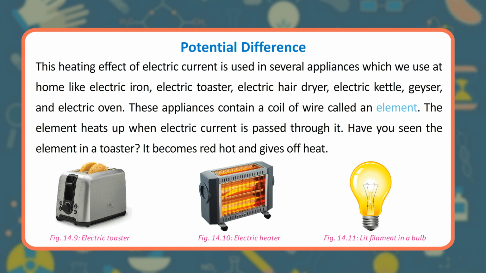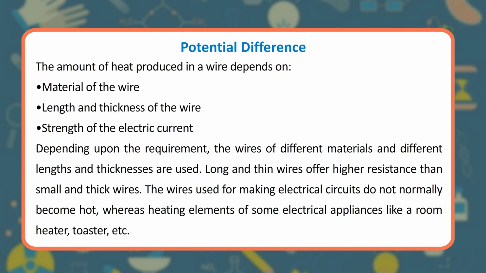Have you seen the element in a toaster? It becomes red hot and gives off heat. Electric toaster. Electric heater. Lit filament in a bulb. The amount of heat produced in a wire depends on material of the wire, length and thickness of the wire, strength of the electric current. Depending upon the requirement, the wires of different materials and different lengths and thicknesses are used.